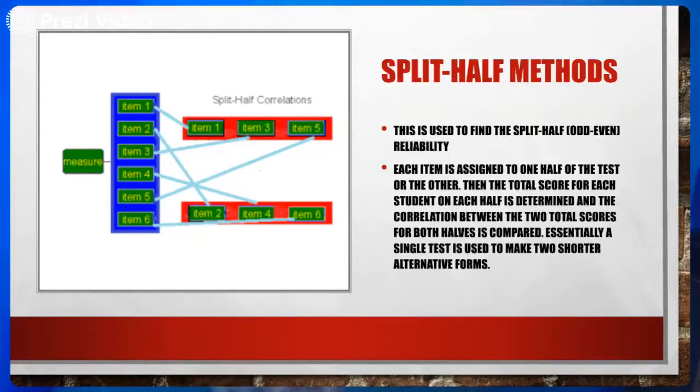So over to the left, we have a visualization of the split-half methods, where items 1, 3, and 5 are correlated against items 2, 4, and 6, your odds and your evens, and then we're able to get a correlation between the one test and the testing items.